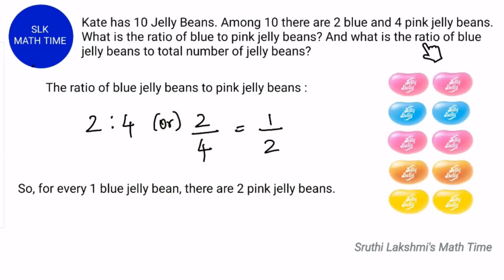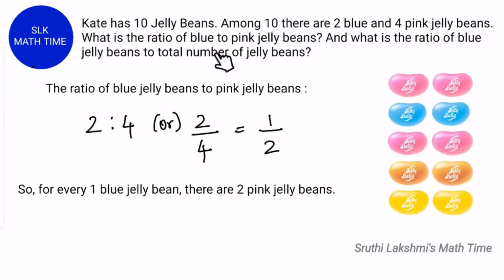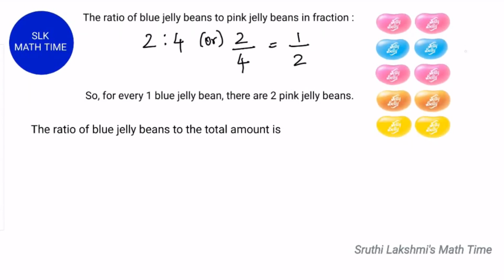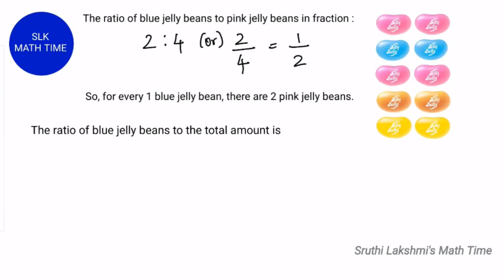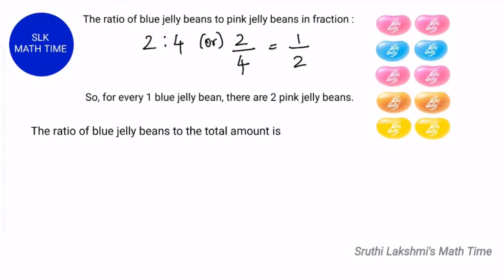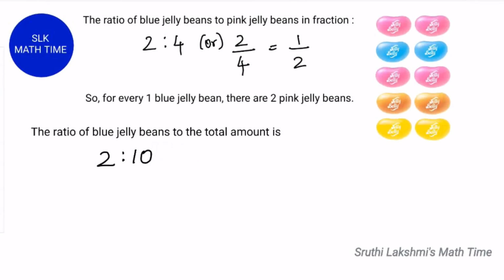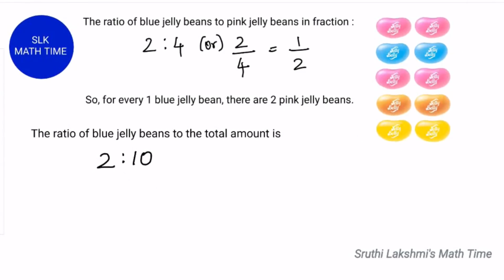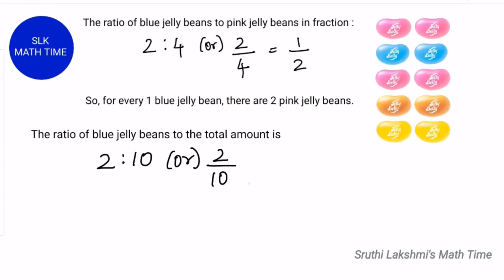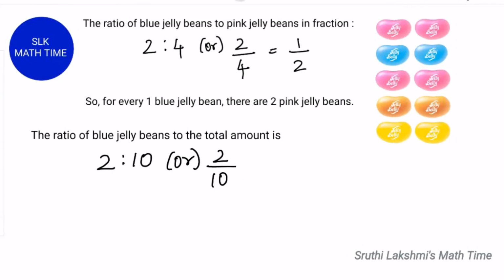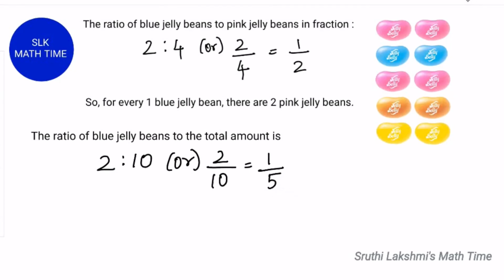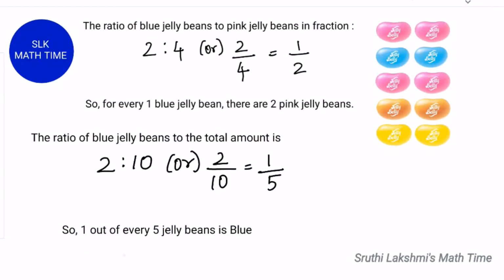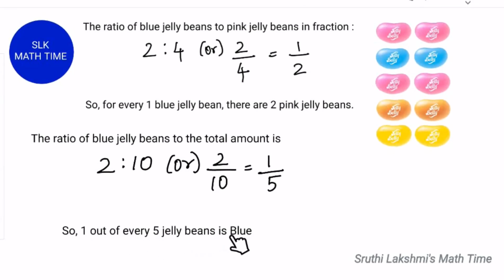And what is the ratio of blue jelly beans to the total number of jelly beans? Here we have 2 blue jelly beans and the total number of jelly beans is 10. So the ratio of blue jelly beans to the total number of jelly beans is 2:10. Or we can also write it as 2/10. When we simplify 2/10, we get 1/5. So, we come to know that 1 out of every 5 jelly beans is blue.